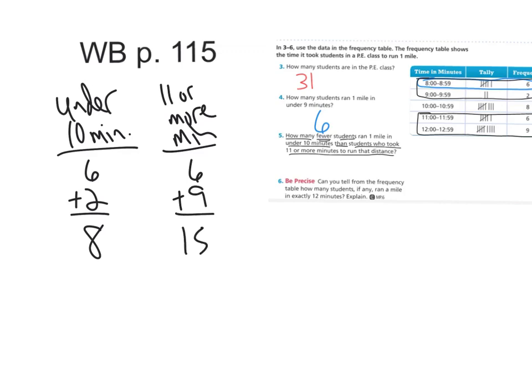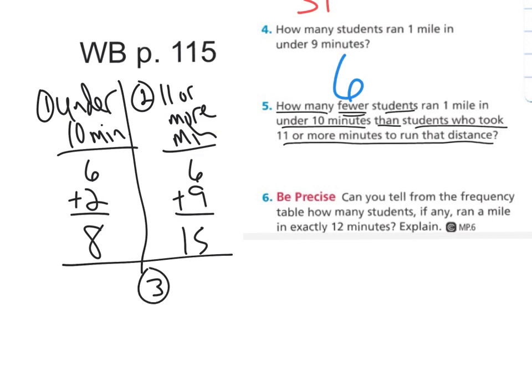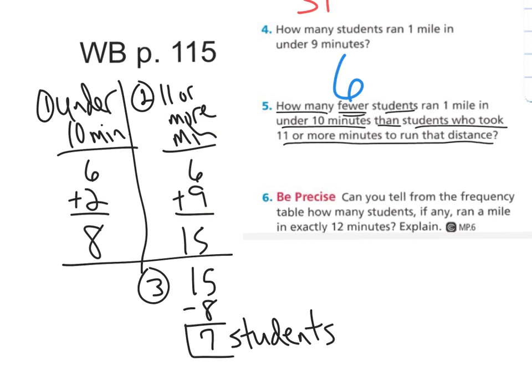And then the question is how many fewer students ran a mile in under 10 minutes than the students who took 11 or more minutes. So if there were 8 that were under 10 minutes and there were 15 that were 11 or more minutes, we need to take the difference of those. So 15 minus 8 is a difference of 7. So 7 fewer students ran under 10 minutes than 11 or more minutes.